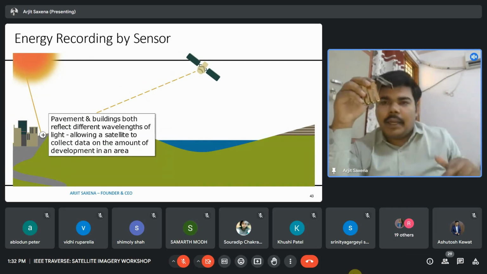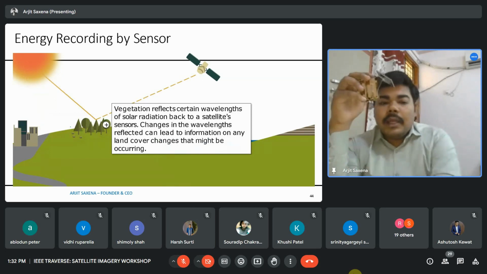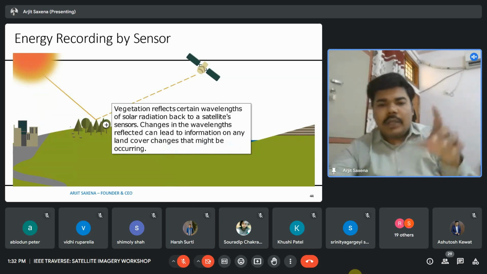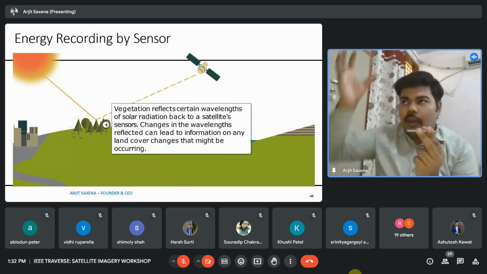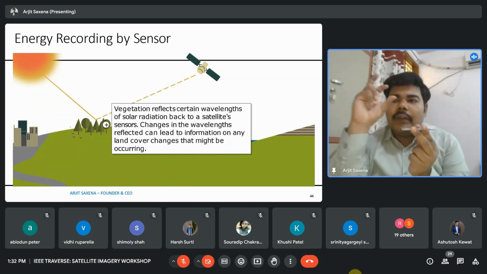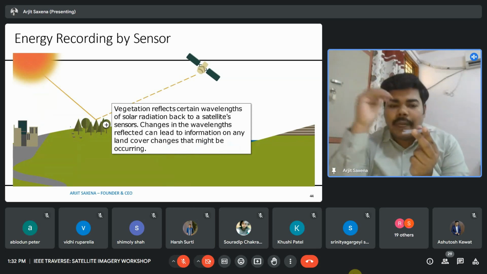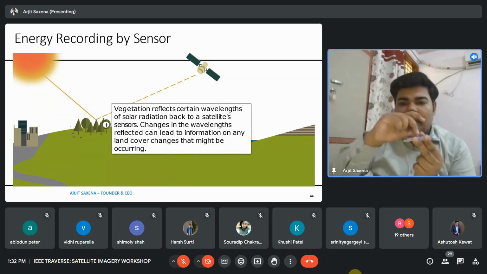Let's say it has selected radio waves. Then that particular vegetation area is going to reflect back, because now you have selected the wavelength. That wavelength is going to interact with the target. Your interaction with the atmosphere is over. Now you are interacting with the target.